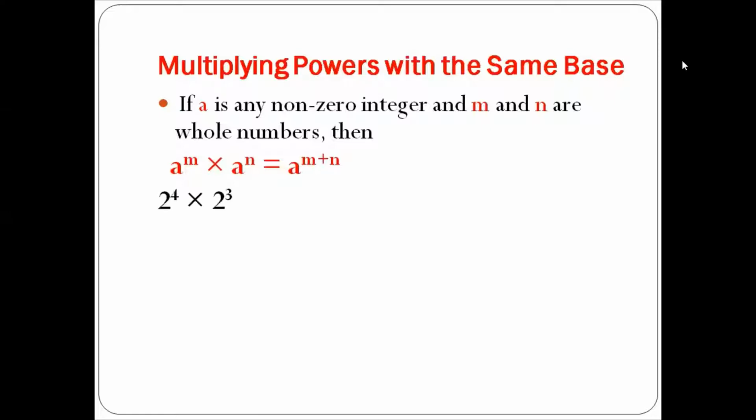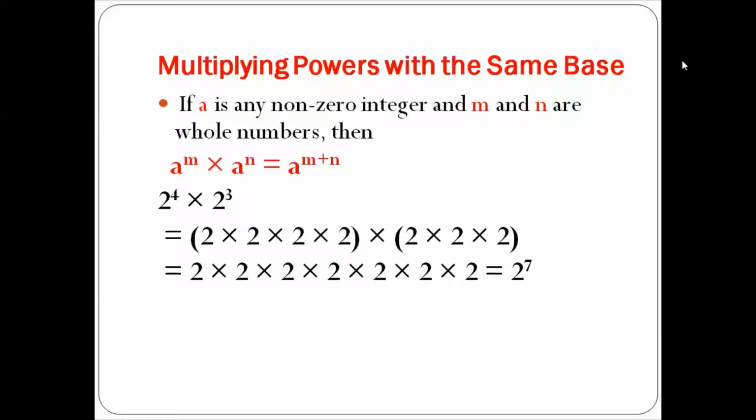Let's see the example. Here 2 raised to power of 4, while it is multiplied by 2 raised to power of 3. Here you can see that base is same, which is 2, and powers or exponents are different, which are 4 and 3. If we have to simplify it normally, what we will do? We will multiply 2 4 times. It means 2 will be multiplied with itself 4 times, and again 2 will be multiplied with itself 3 times.